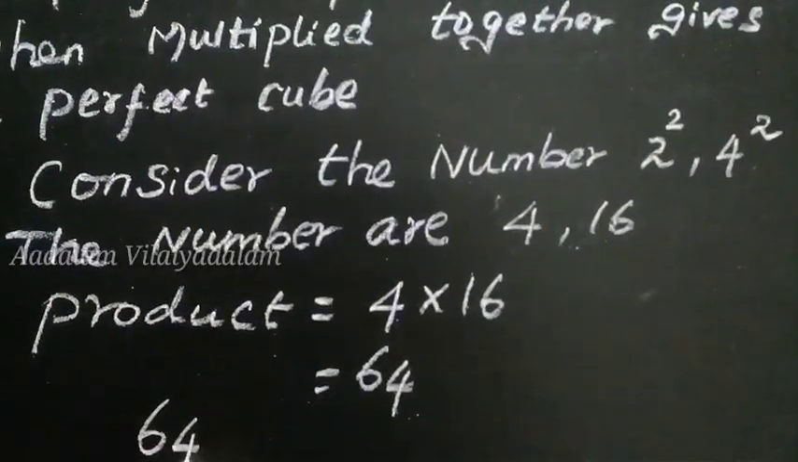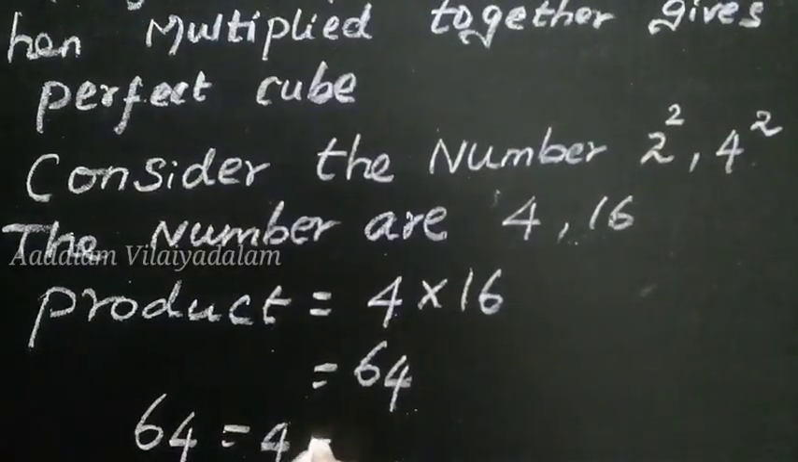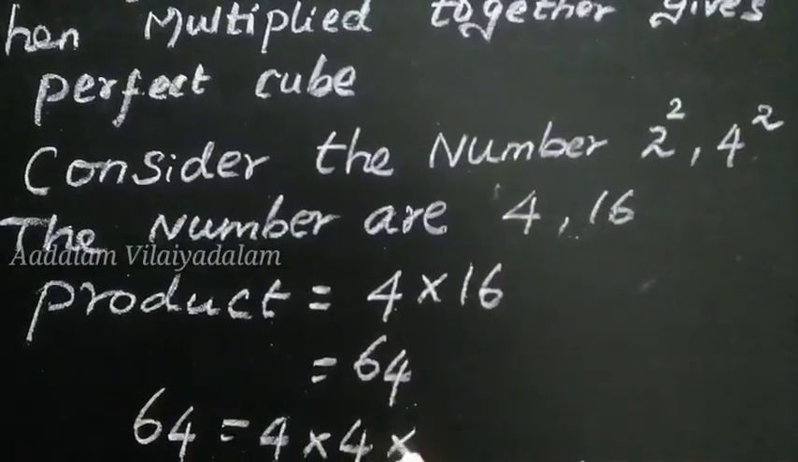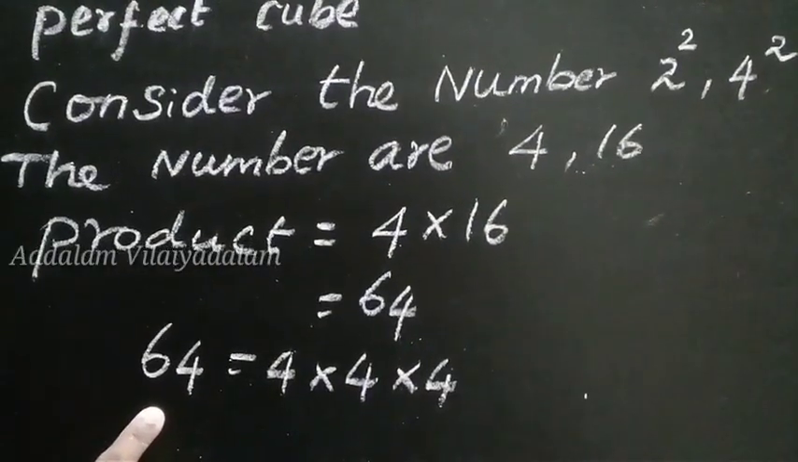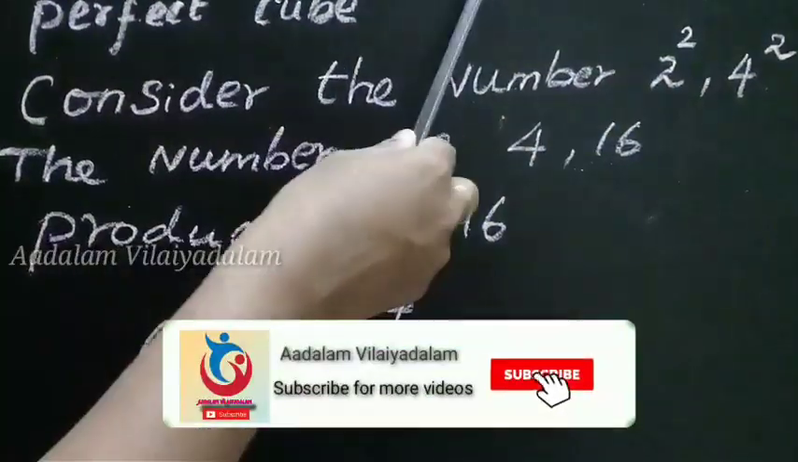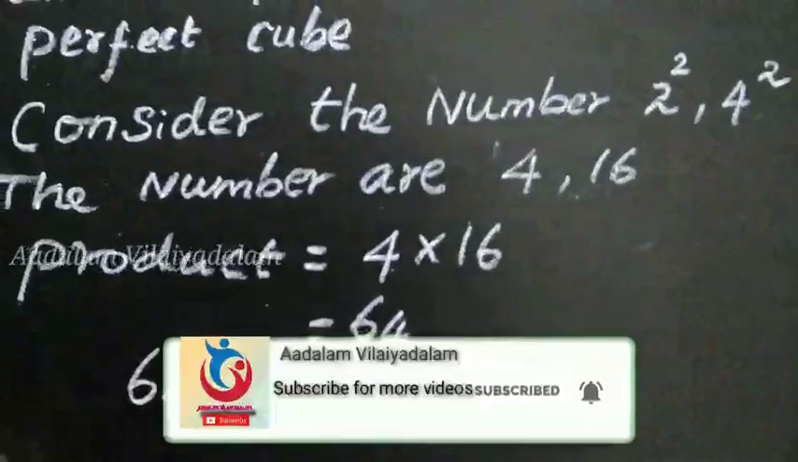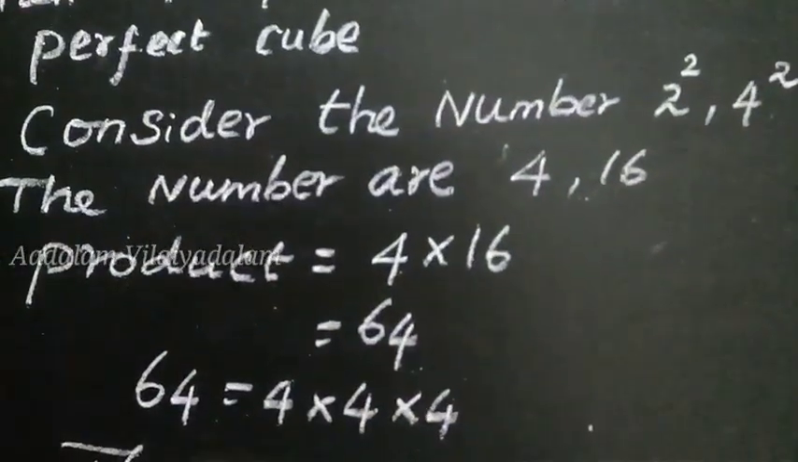So 64 can be written as 4 into 4, 4 4s are 16, 16 4s are 64. Therefore 64 is a perfect cube. When we multiply them together, it gives a perfect cube. Therefore the numbers are 4 and 16.